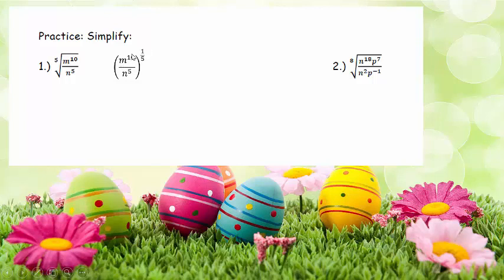So regardless of how you choose to think of it, you would either distribute 1/5 to the 10 and the 5, or you just simply divide 10 by 5 and 5 by 5. Either way you look at it, you're going to get m squared over n to the first.